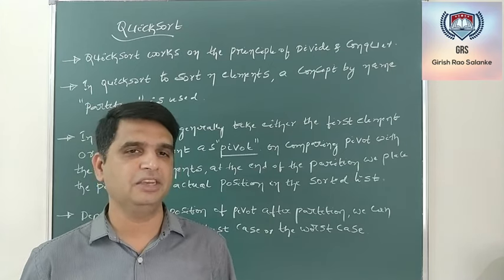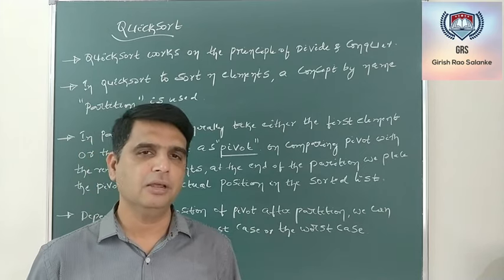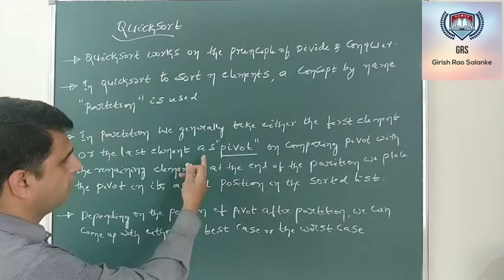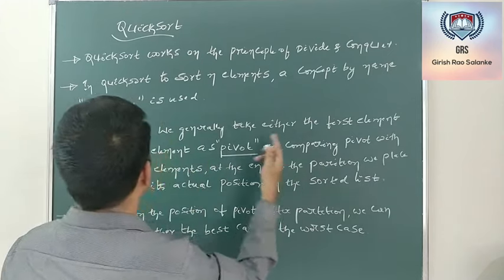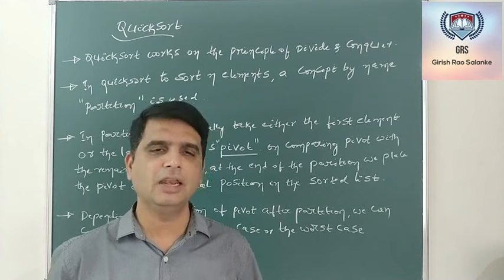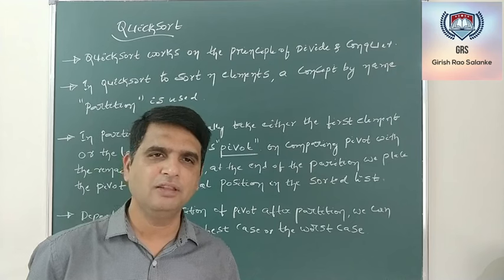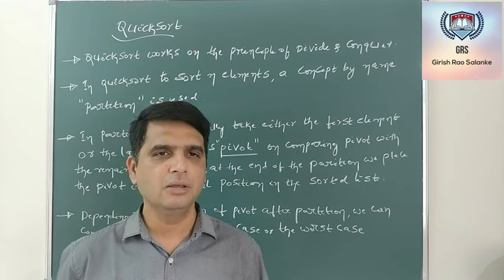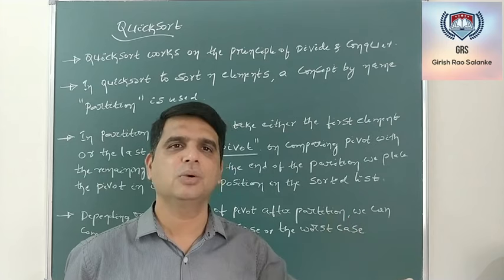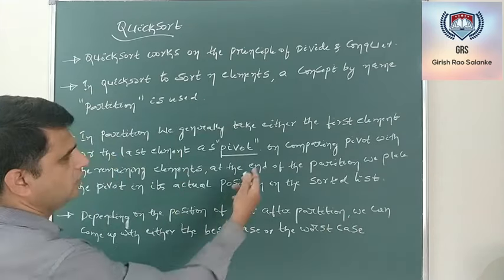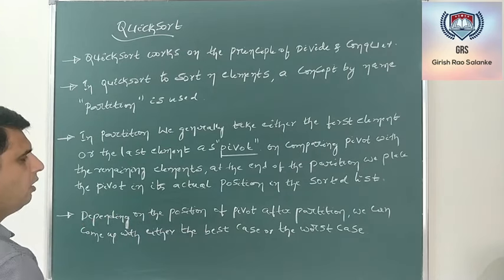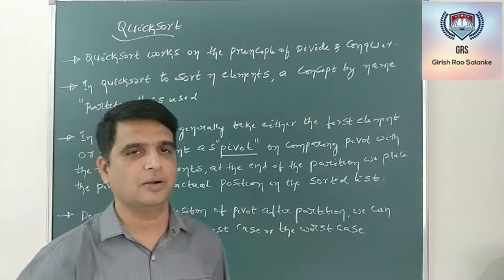Now, what do you mean by partition? Generally, in case of a partition, we take either the first element or the last element as the pivot element. In partition, we generally take either the first or the last element as a pivot element, and we compare that pivot element with the remaining n elements. After doing some comparison, at the end of the partition, we place the pivot element in such a position that it will be its actual position in the sorted array. So on comparing the pivot element with the remaining elements, at the end of the partition, we place the pivot in its actual position in the sorted list.